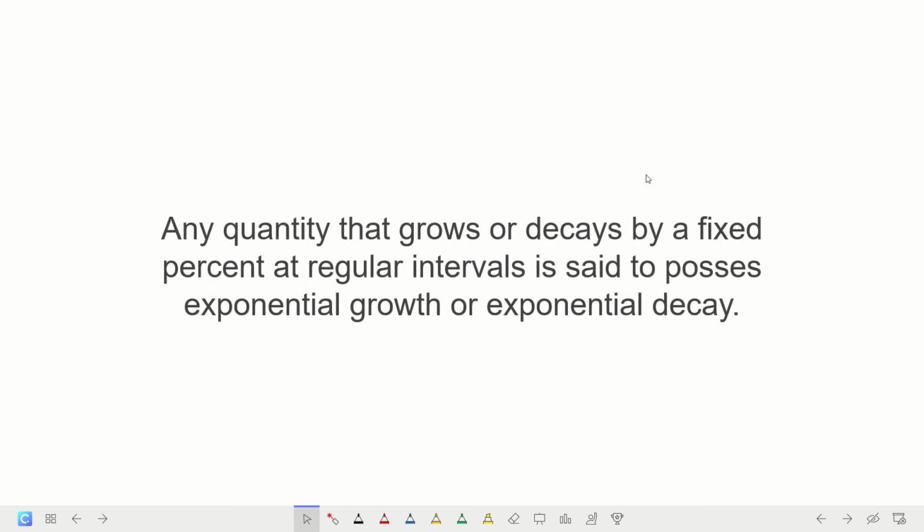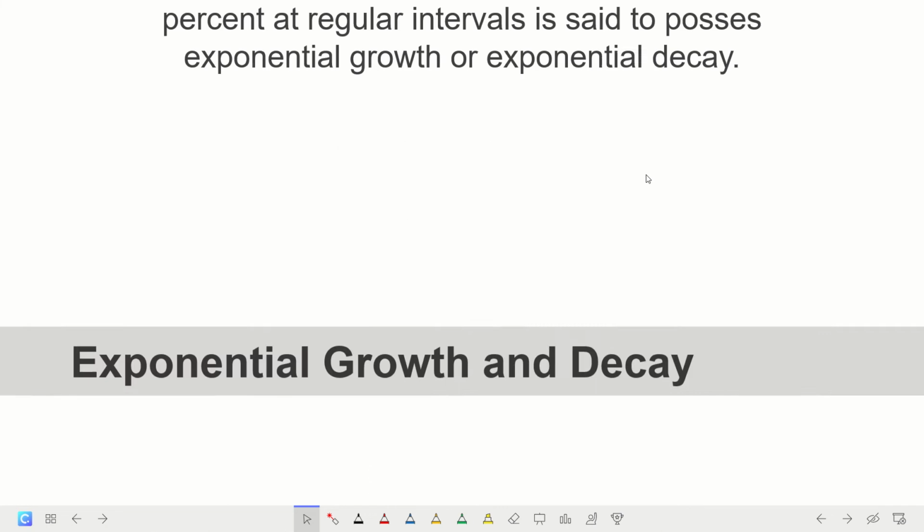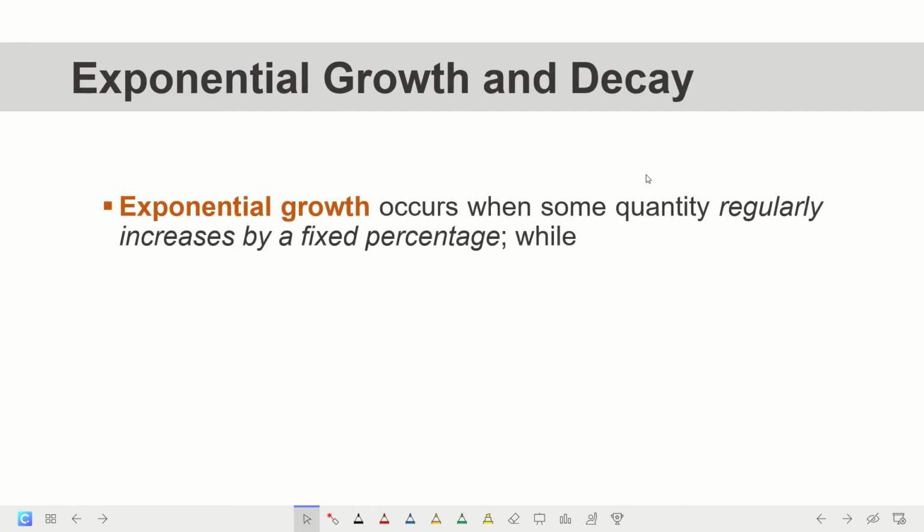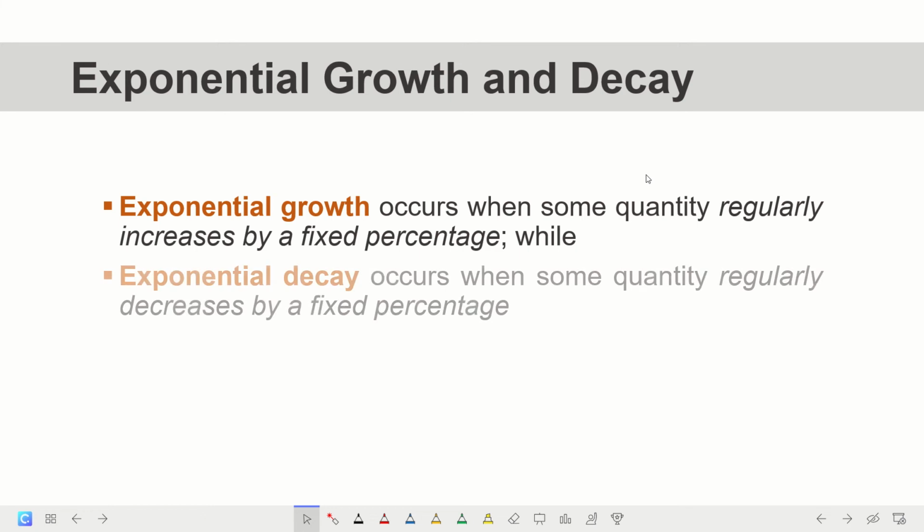Any quantity that grows or decays by a fixed percent at a regular interval is said to possess exponential growth or exponential decay. Exponential growth occurs when some quantity regularly increases by a fixed percentage, while exponential decay occurs when some quantity regularly decreases by a fixed percentage. Therefore, in a given situation, our growth factor is constant.